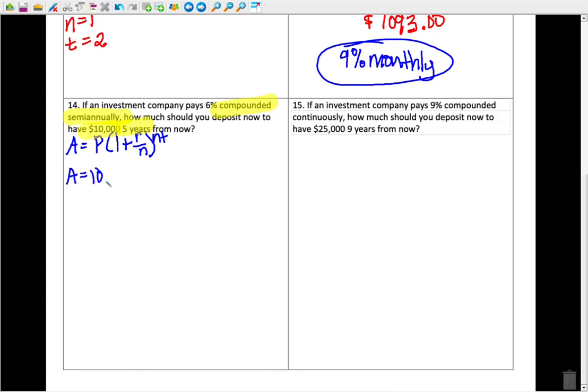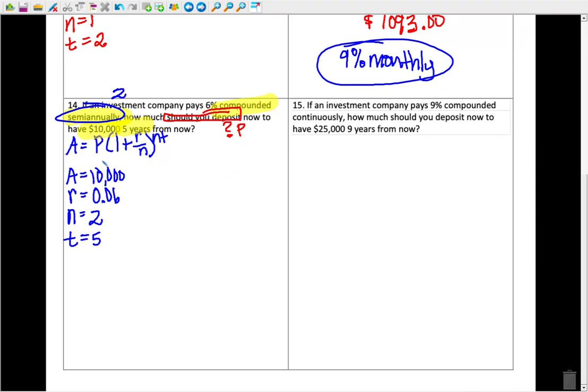You will write 10,000 for your amount. The rate is 6%, so we write that as 0.06. The number of times compounded says semi-annually, which means that's 2 times. Semi means 2 times out of a year. And then it's 5 years from now that we want to achieve this amount of money. Again, if you see the words, how much should you deposit? Whenever you see how much should you deposit, you are being asked to find the principal.